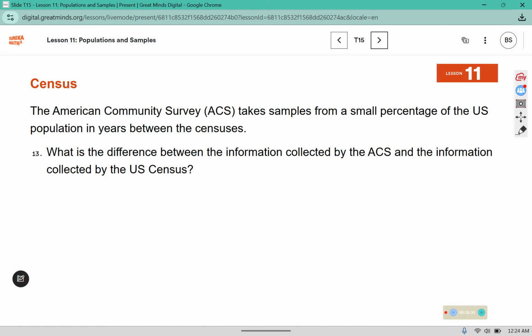The American Community Survey takes samples from a small percentage of the U.S. population in years between the census. What is the difference between the information collected by the ACS and the information collected by the U.S. Census? Well, the ACS uses samples, whereas the census uses a population.